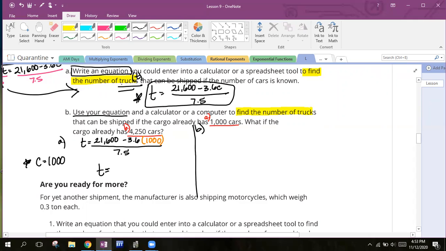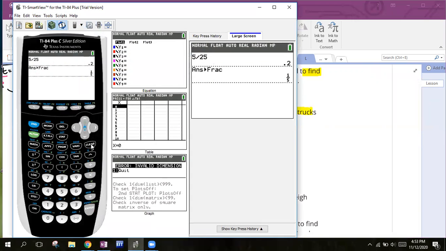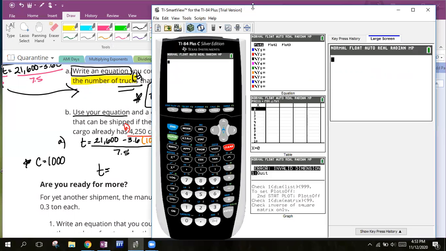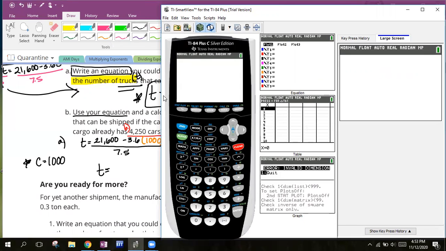If you're using your phone, you have to follow order of operations. But if you're using your classroom calculator, I'll show you an easy way to type all this in. You need to type in all the stuff that's in the numerator first. So I have 21,600 minus 3.6 times 1,000. I'm not going to divide by 7.5 just yet. I'm going to hit enter, get everything in my numerator, and then divide it by 7.5.